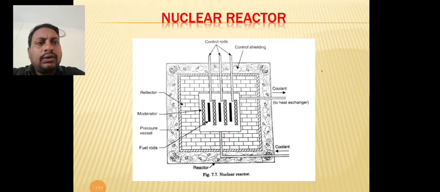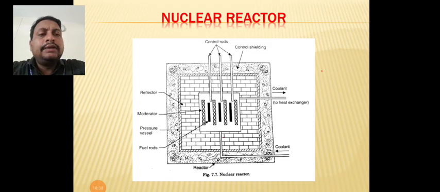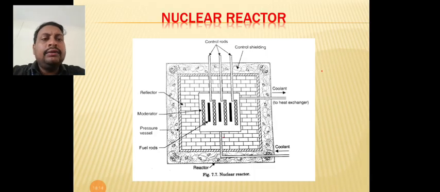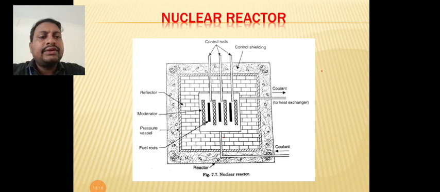These control rods move downward, and they control the neutrons that are produced. Whenever the control rods go down, the number of neutrons produced is controlled. Whereas the moderator is used to slow down the neutrons.